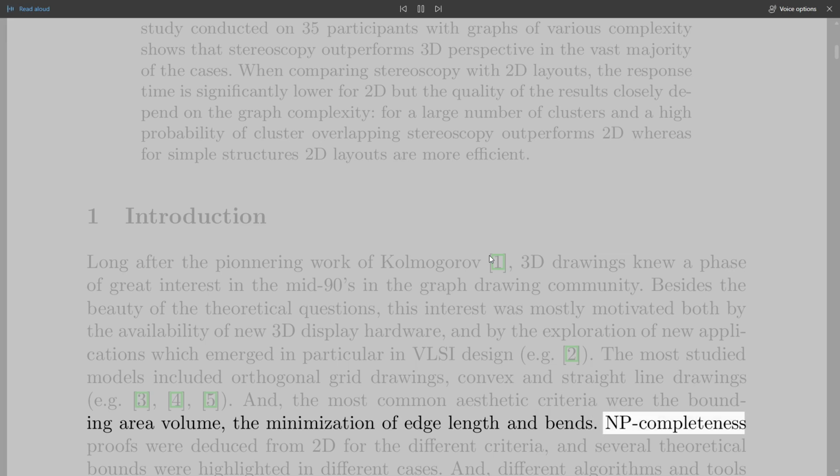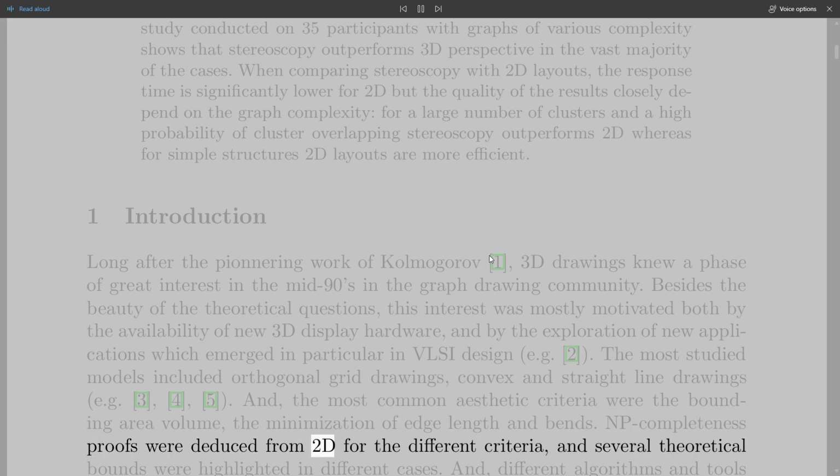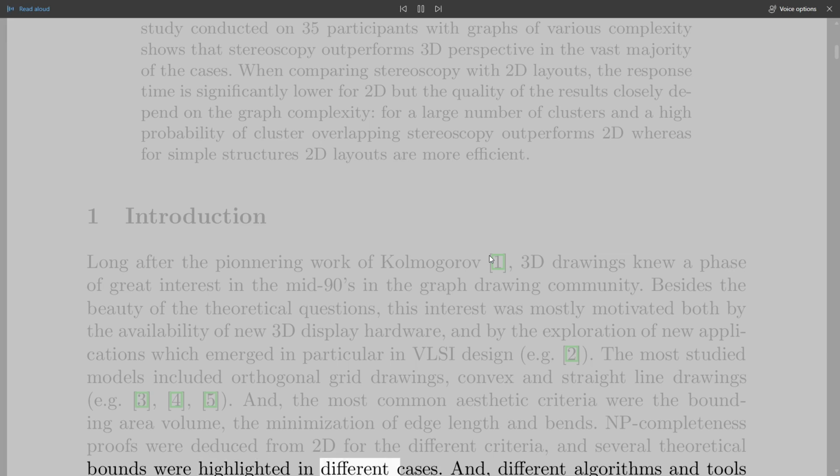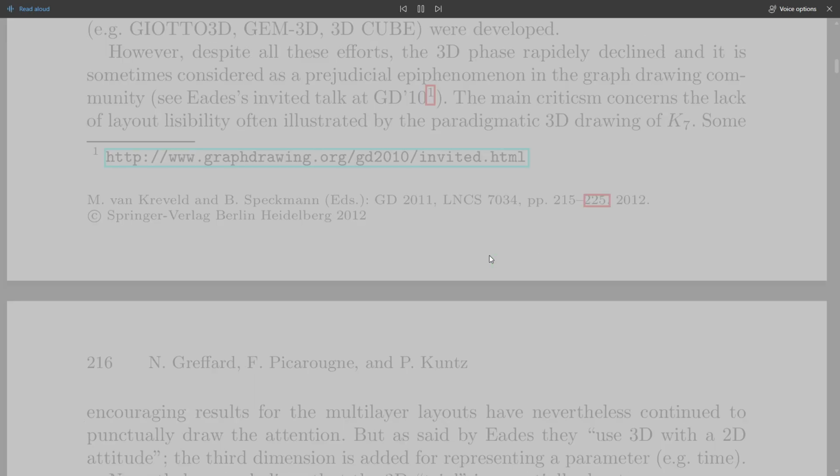bends. NP-completeness proofs were deduced from 2D for the different criteria, and several theoretical bounds were highlighted in different cases. And different algorithms and tools, e.g. Giotto 3D, GEM 3D, 3D Cube, were developed. However, despite all these efforts, the 3D phase repeatedly declined, and it is sometimes considered as a prejudicial epiphenomenon in the graph drawing community. See Eades' invited talk at GD 10.